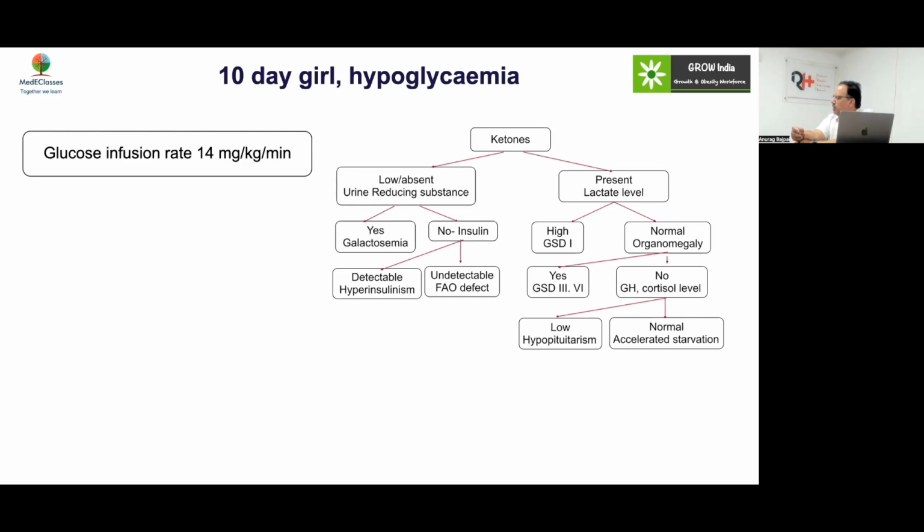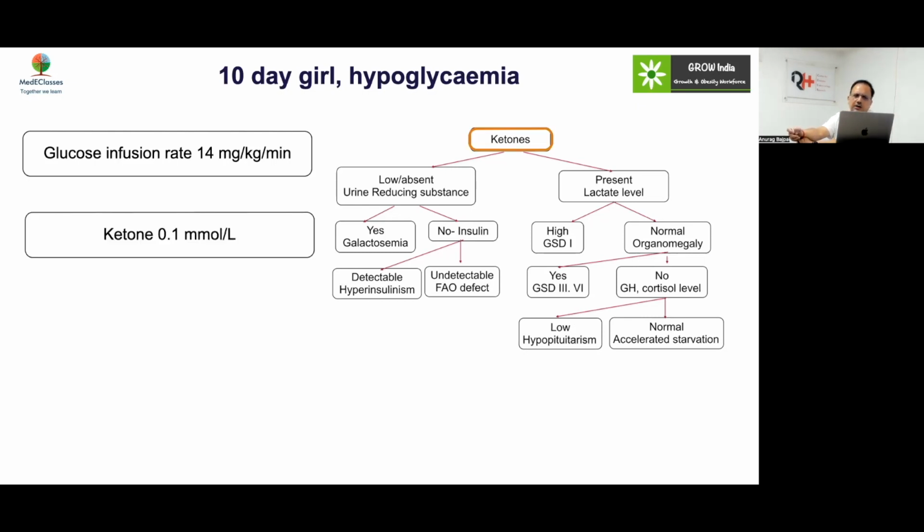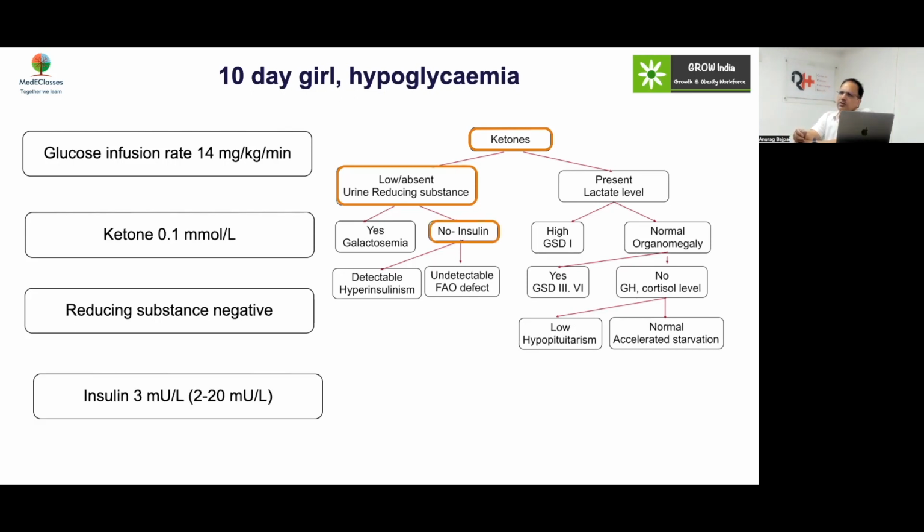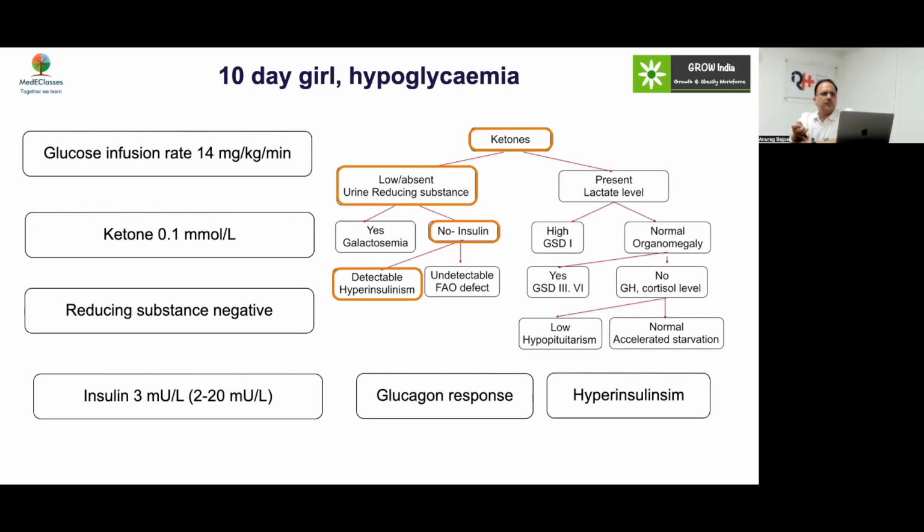10-day-old girl with hypoglycemia, glucose infusion rate is 14. This suggests that this is mostly an increased requirement state. Ketone is negative. Now what you see, reducing substance is negative. What do you mean? Think. Insulin is 3, which is normal. Again, don't consider this as normal. Any insulin, if it's present during hypoglycemia, suggests that there is hyperinsulinism, and you do a glucagon test; response was positive.